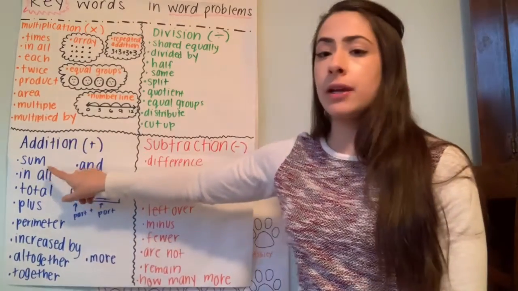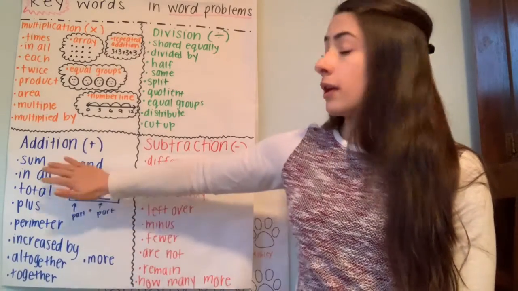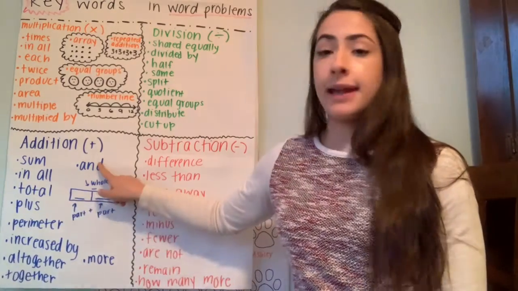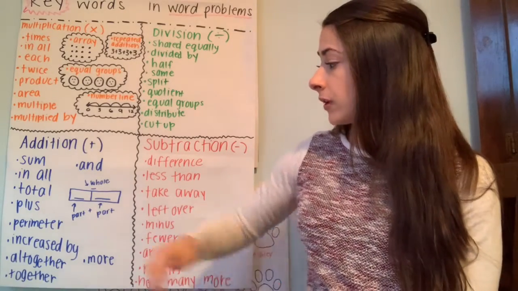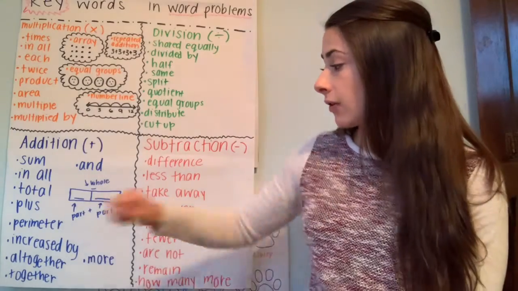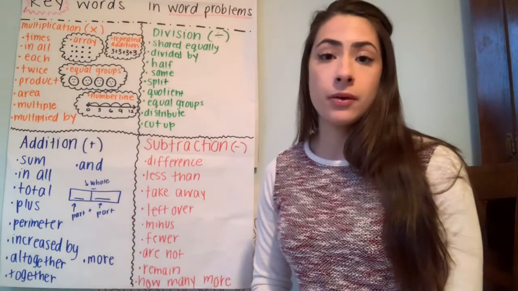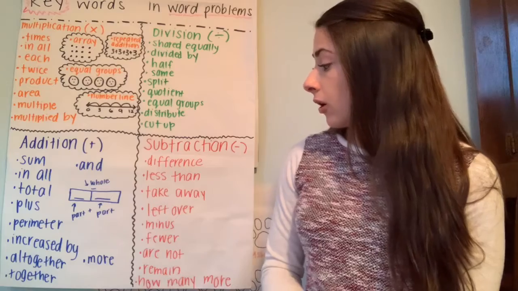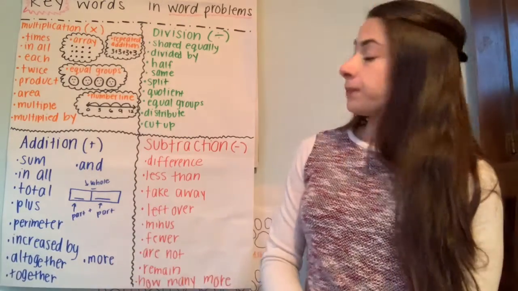If it asks how many are there in all, that's a clue that we use addition. If it asks for the total, that's addition. Plus and are other words to use instead of add or addition. Whenever we solve perimeter problems, we add up the outside, so that's addition. If it says it increased by a certain amount, you would add that amount to find the total. All together or together is addition, and more is addition.